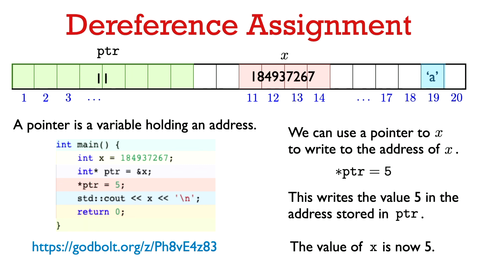Okay, so we can also use a pointer to x to change the value of x. Here on the third line of our program, we say star pointer equals 5. So this is actually going to write the value 5 to the address which is stored in pointer. So in the next line, when we cout x, we're going to get the value 5 there.